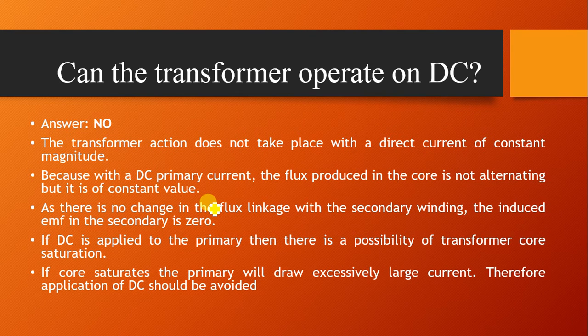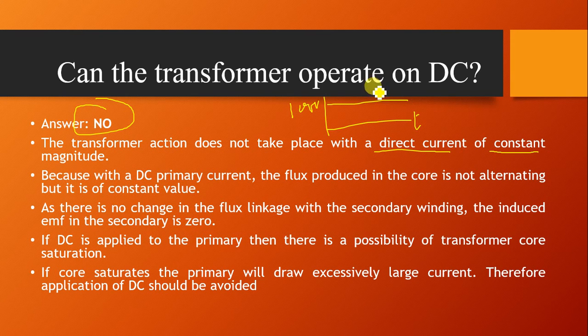Can a transformer operate on DC? The answer is a big no. A transformer will not work with DC voltage. Transformer action does not take place with direct current of constant magnitude. DC voltage is nothing but a constant magnitude, like 100 volts, which won't vary with respect to time. It's a constant voltage.